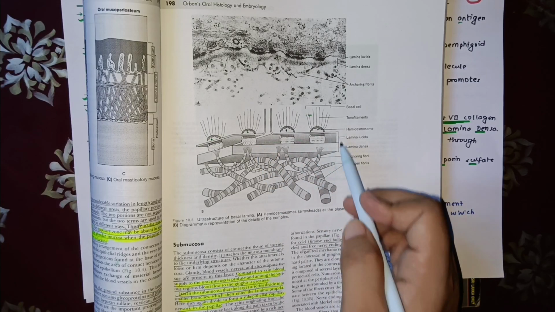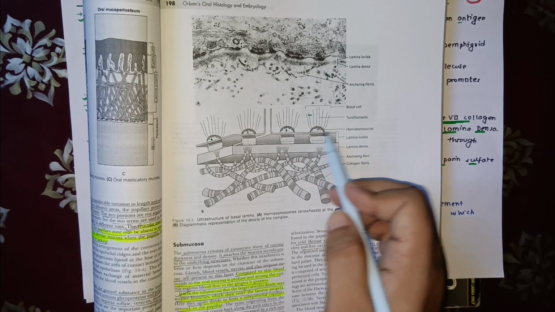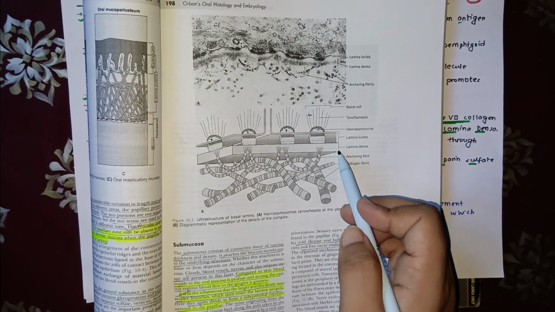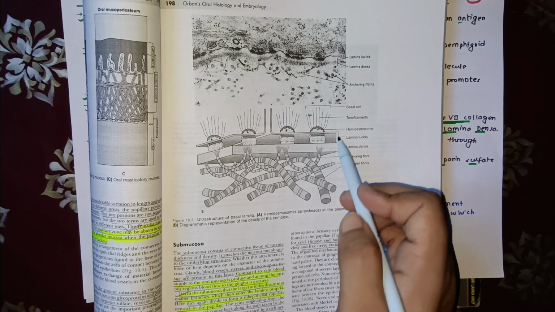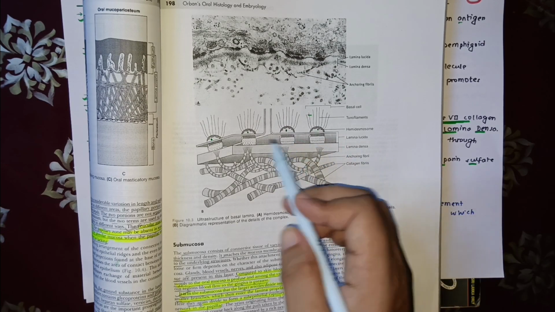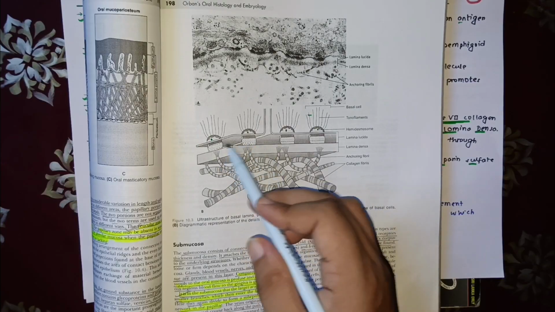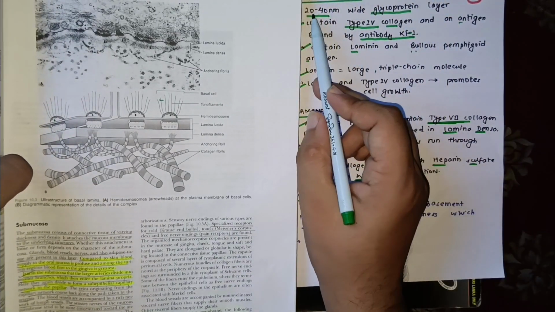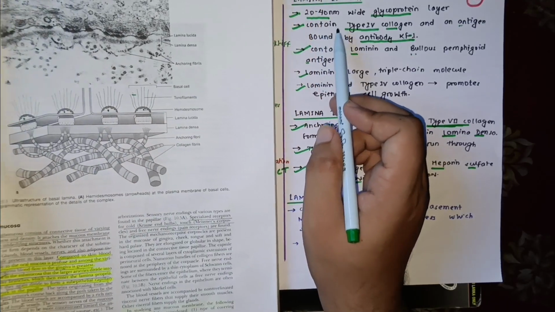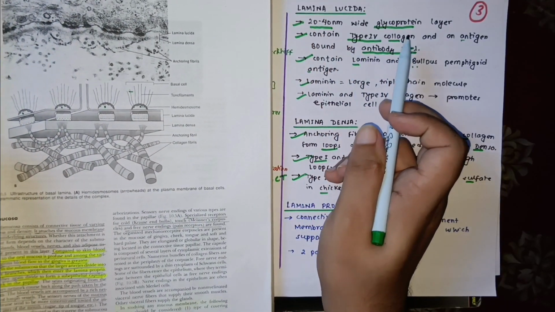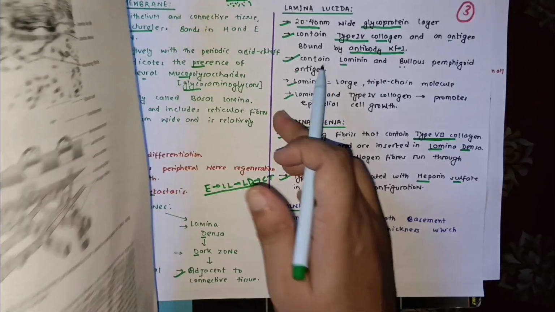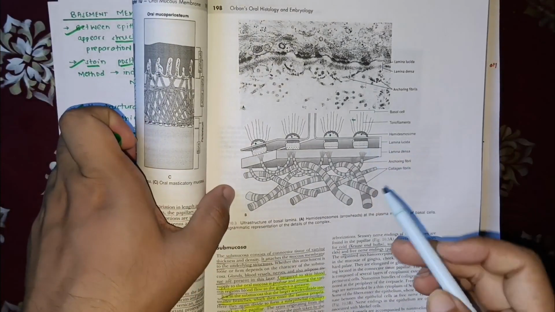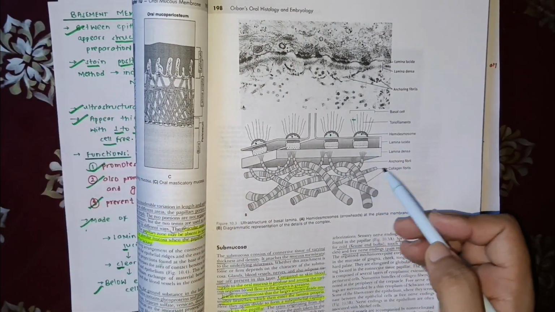Okay, so this total is the basement membrane. Above is the lamina lucida, and below it is the lamina densa, and in the lamina lucida we can see the glycoproteins. It is 20 to 40 nanometer thick. So as I have mentioned here, 20 to 40 nanometer wide glycoprotein layer. We can see the lamina lucida, and after that another layer, the lamina densa.